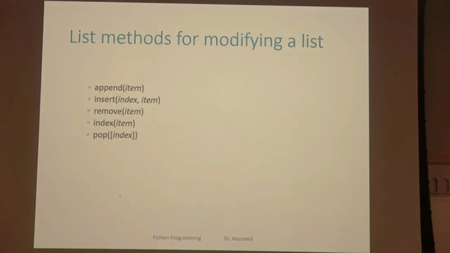All of Python is about objects. So what is a list? It is an object, right? A string is an object. An integer is an object. A float, an integer, all of them. And objects are associated with a class. So there are two things that we have: methods and functions. What's the difference between methods and functions?